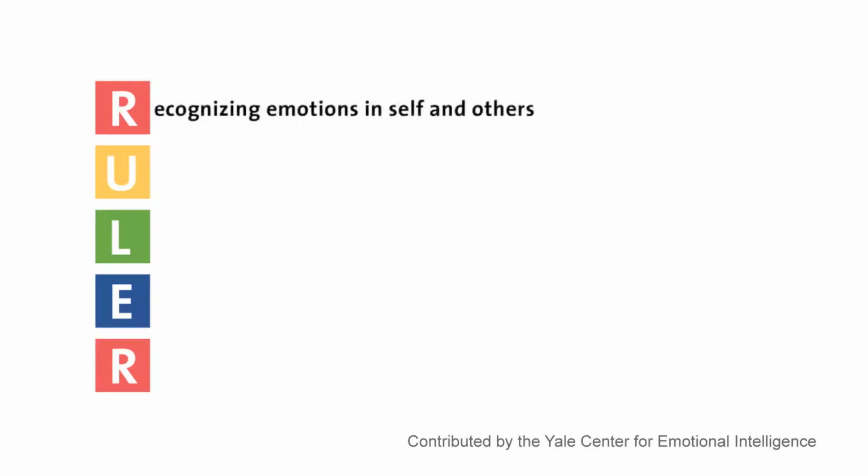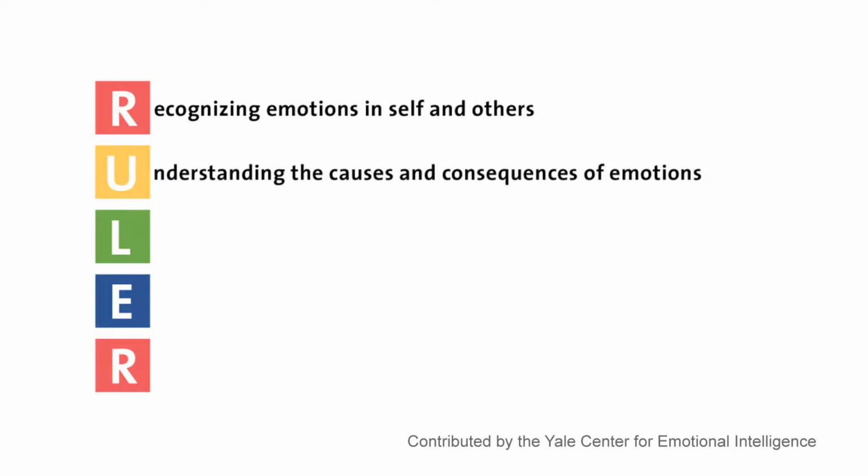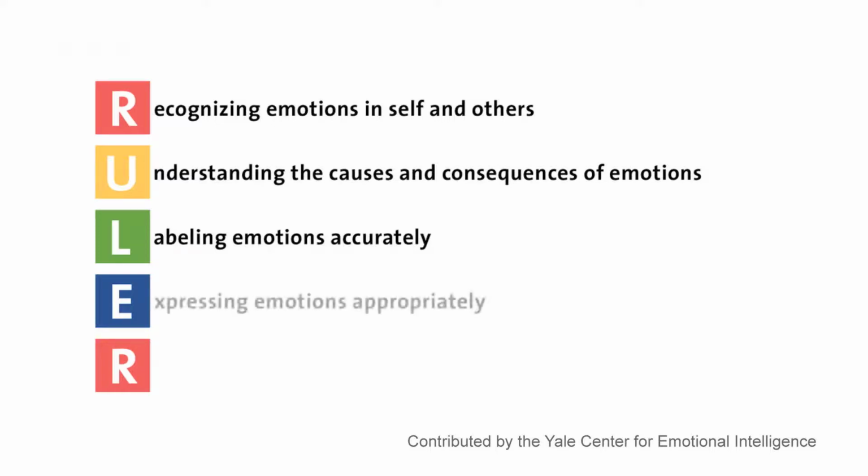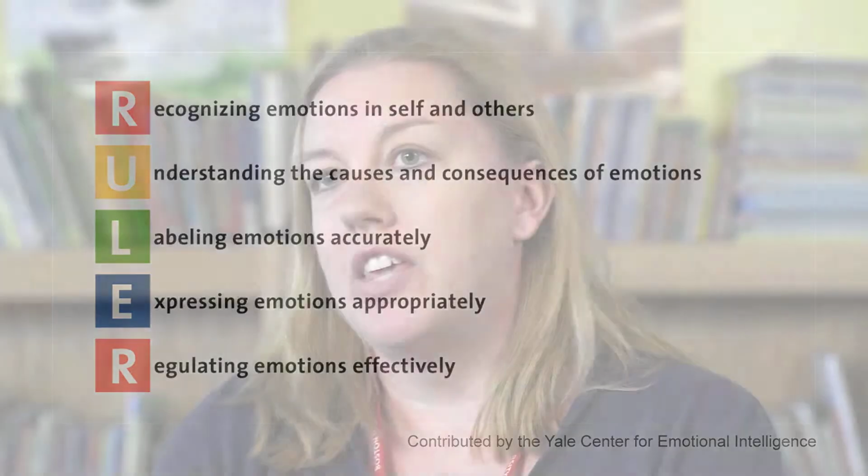RULER is an acronym, and RULER stands for R, to recognize the emotions, yours and others. U is understanding the causes of those emotions. The L is to label it. You've got to name it to tame it. E is expressing. And the fifth, and probably the most important, is regulating. If they can't regulate their emotions, they're not ready to learn academically.